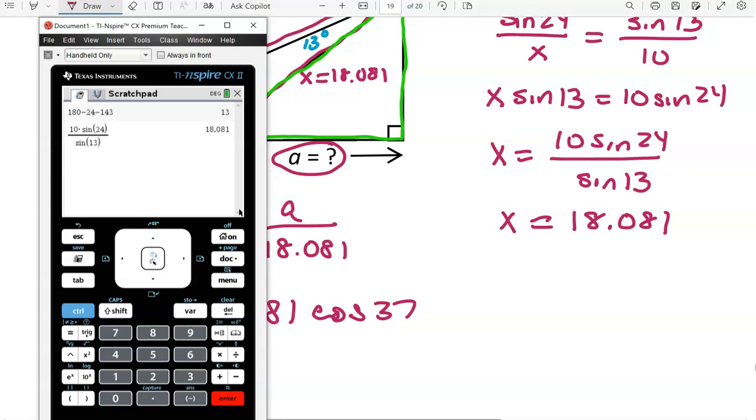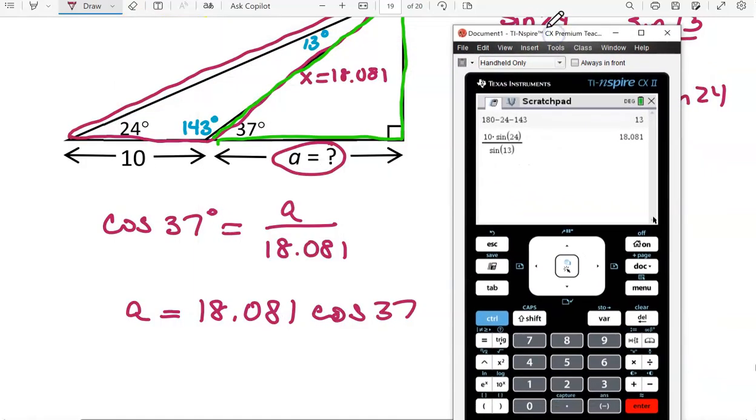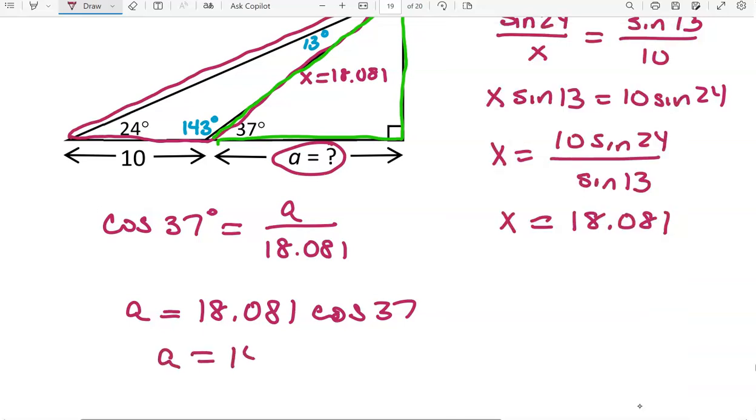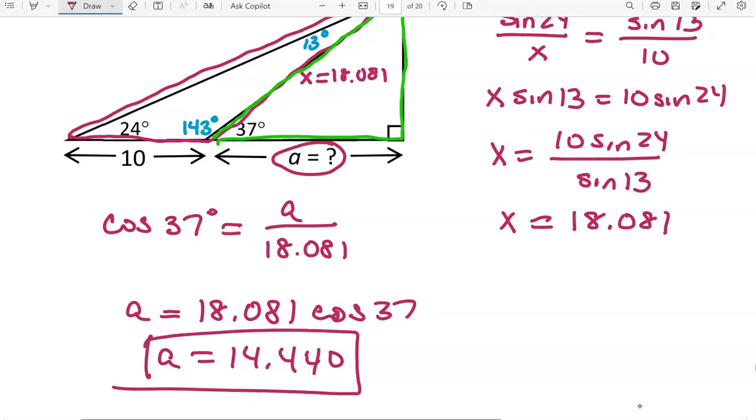Now we can enter that into the calculator for an approximate result. Remember that 18.081 is a rounded value, so use Control Answer and then multiply that by the cosine of 37. And now we have a result of 14.440. And that is the missing side. That concludes the video run-through of the review.